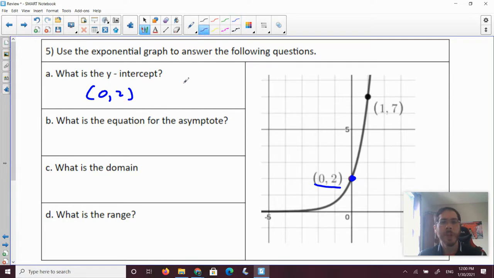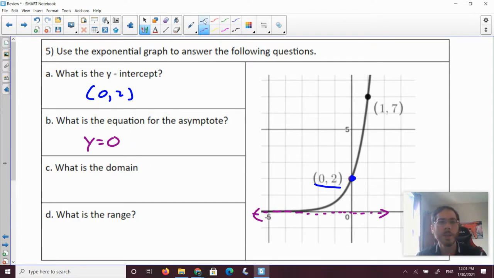What's the equation for the asymptote? Well, the asymptote is where we get close to but never touch, and it looks like we're kind of stopping right at this line, right at the x-axis, and that's the line y equals 0. So remember, we're going to get really close to y equals 0, but we're never going to touch y equals 0. So in section 5, remember we can move our graphs up or down, so that'll change our asymptote. This one's nice, it's just right on the x-axis.